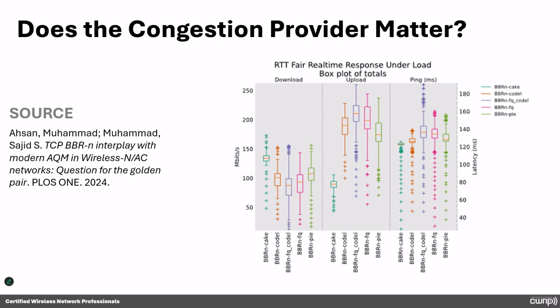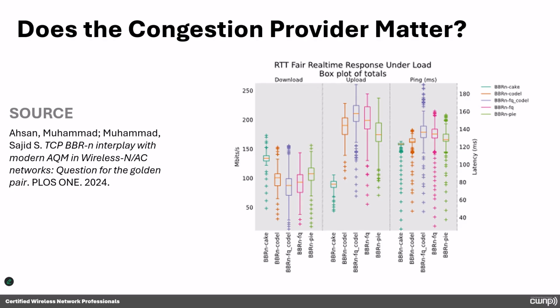So what we see here is for downloads and uploads that it even varies within the different combinations of the congestion algorithm at the ends and then the queuing algorithm within the network, that they have interplay. They work together. And in this paper published in PLOS ONE just last year, they called that the golden pair. They're looking for the golden pair, the ideal pairing.